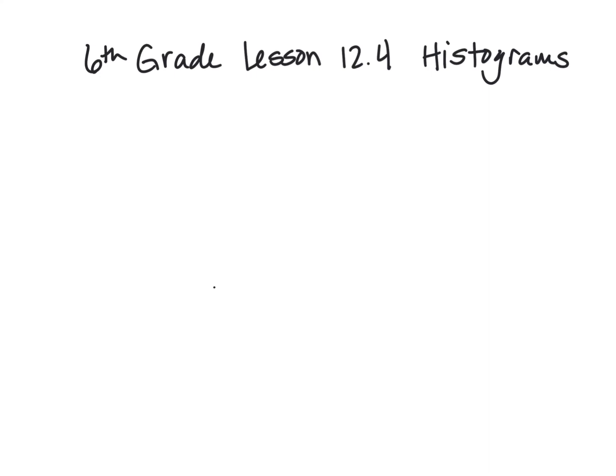Sixth grade lesson 12.4 is histograms. I think you'll find this one makes pretty good sense. A histogram is real similar to a bar chart. In fact, it's represented in a bar chart. The only difference between a histogram and a bar chart is you won't see the gaps in between the bars. The bars kind of just lean up against each other.